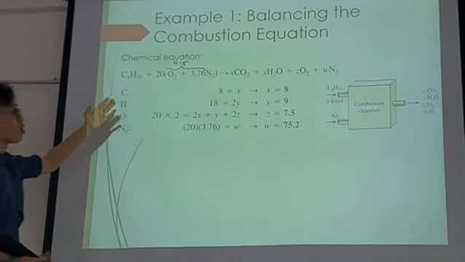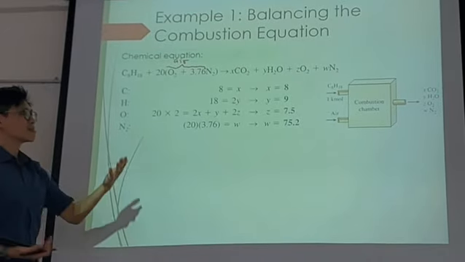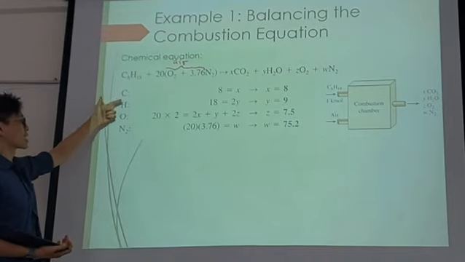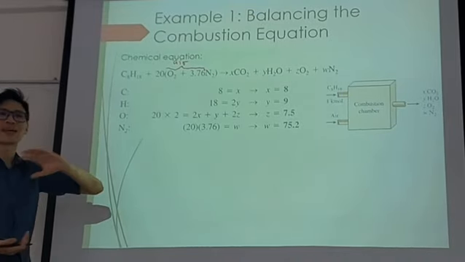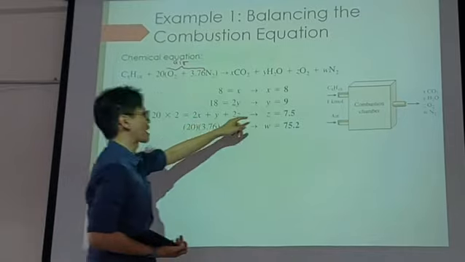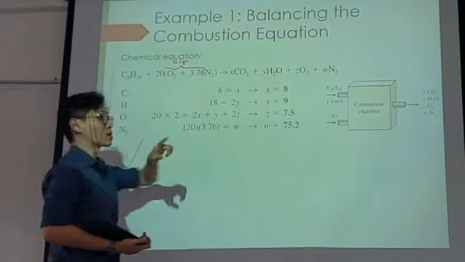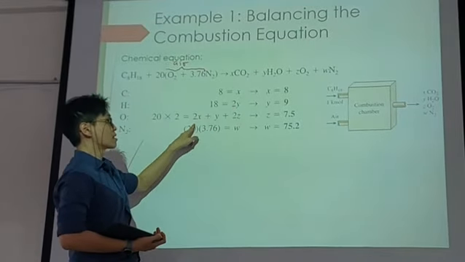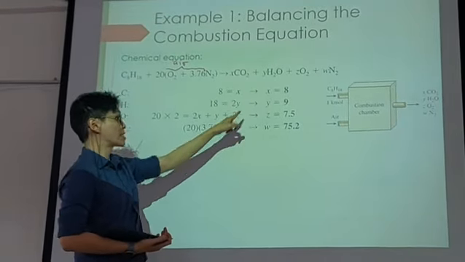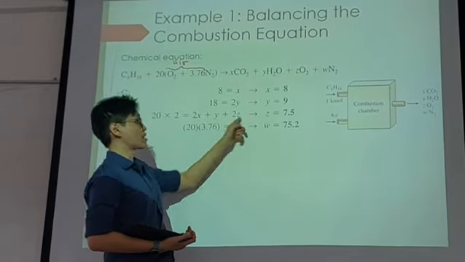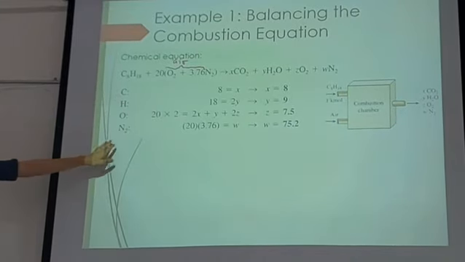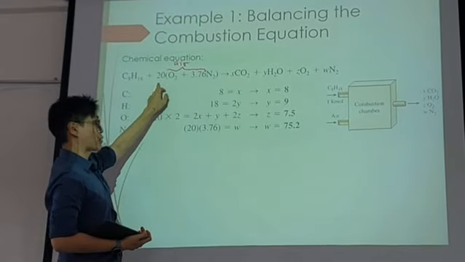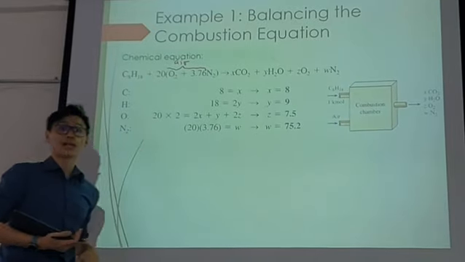Then after that, O, same thing. To be safe, you can always keep it to the single element, like O. Sometimes I put O2, but then you need to be careful because this is just one O. So here we put O instead of O2, so 20 times 2, then 2x, y, 2z. So you have the y value, you have the x value, you sum in, you get the z value. Then N2 is just N2 because N2 doesn't react. So 3.76 multiplied by 20 equals w. That is the amount of N2 that comes out.